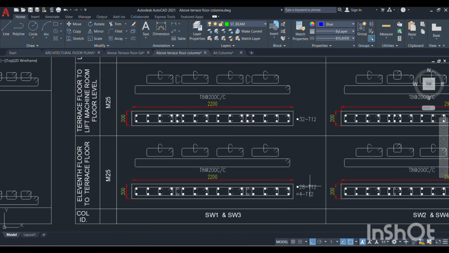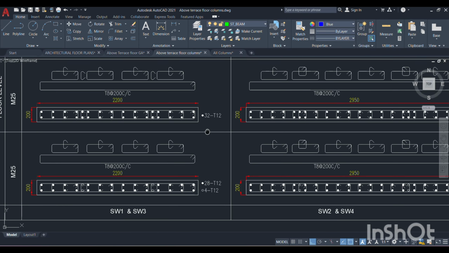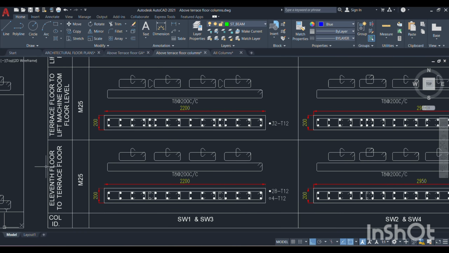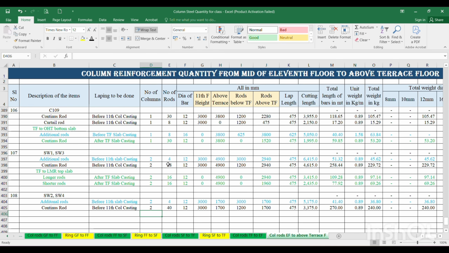So here this 28 number of 12 plus 4 number of 12 is adding, and above terrace floor again a total of 32 number of 12s. This 4 number of 12 has to be added before 11th floor slab casting. So that is 3 meters of the 11th floor height, and above the terrace floor it is coming 4.9.